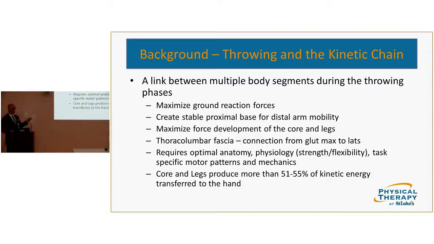The thoracolumbar fascia, that's part of the connection from the lower extremity to the upper extremity based on its connection from glute max to the lats. So there's your connection. As you'll see later, the lats are one of the big internal rotators on acceleration. So not only are you trying to keep the pelvis stable as you're going through that motion, but really trying to impart that force out to the arm. This is where we come in. So it requires optimal anatomy, physiology, strength and flexibility, task-specific motor patterns, and mechanics.